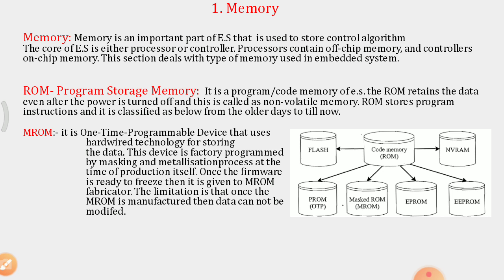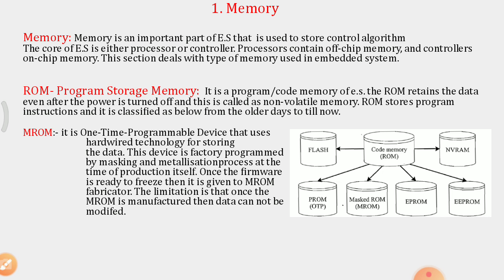Let us go for the first one, memory. So memory is an important part of any processor or controller. So based upon any embedded system, the memory is used to store control algorithms. The core of an embedded system is either a processor or it may be a controller. So any processor, the processors contain off-chip memory and controllers contain on-chip memory.